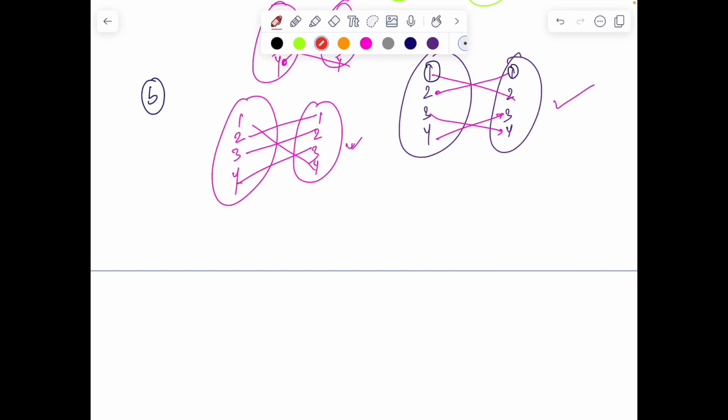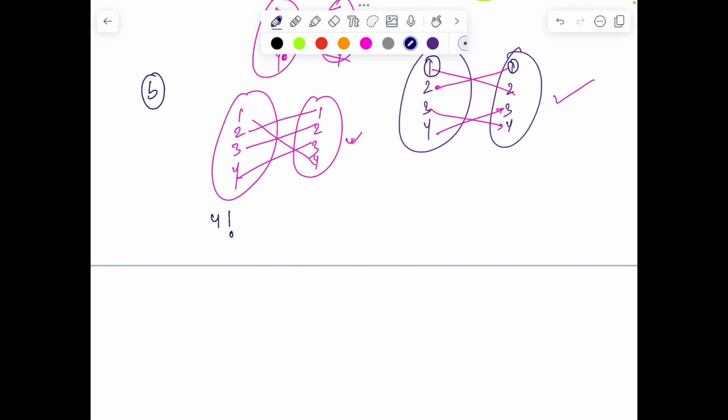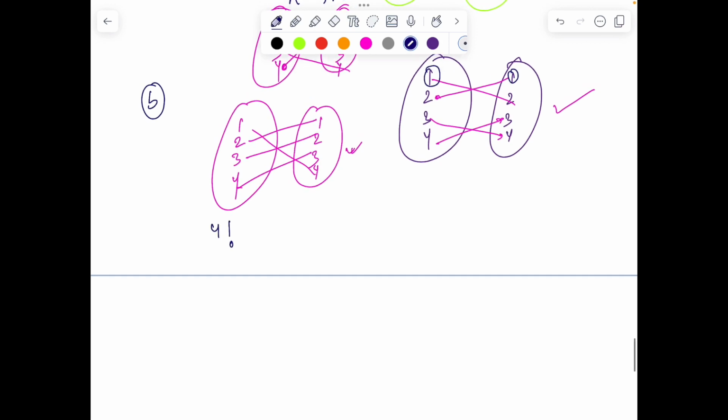Now we don't want 1 to go to 1, 2 to go to 2, 3 to go to 3, and 4 to go to 4. So the total number of such functions without any restrictions will be 4 factorial, right? But 4 factorial also includes the case when 1 is going to 1 or 2 is going to 2, and so on and so forth.